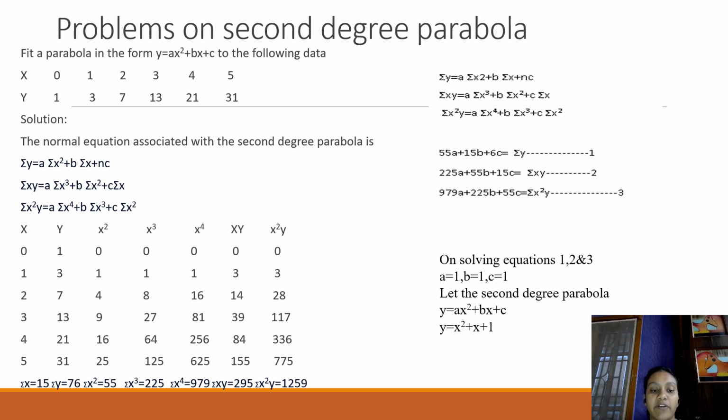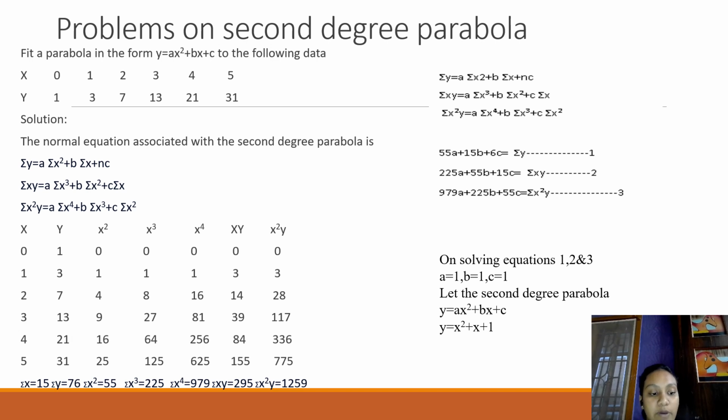After writing down and solving, finding out all these values, we are going to find the summation of each and every value. So the summation of each and every value is summation of x equals 15, summation of y equals 76, summation of x square equals 55, summation of x cube equals 225, summation of x power 4 equals 979, summation of xy equals 295, and summation of x square y equals 1259.